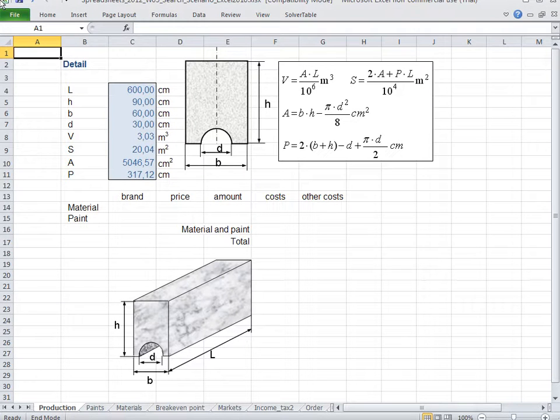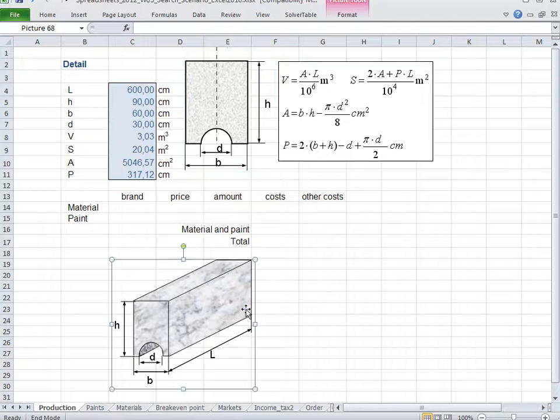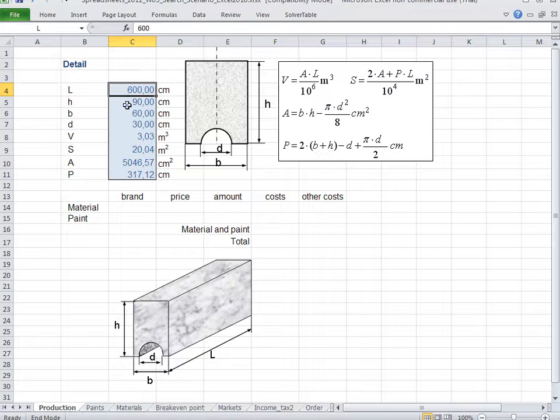We're producing a detail out of a certain material and we're painting it with a certain color. In order to make the calculations for that detail, we have a drawing of the cross-section of the detail and the three-dimensional drawing. We know that the dimension has the depth of L, which is 600 centimeters, its height is 90 centimeters, its width is 60 centimeters, and it has a hole drilled into it, the diameter of which is 30 centimeters.